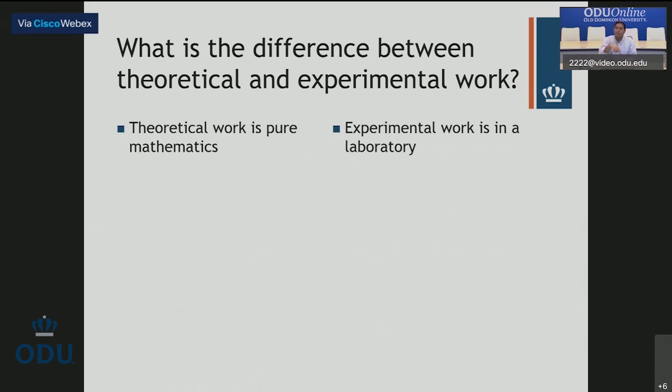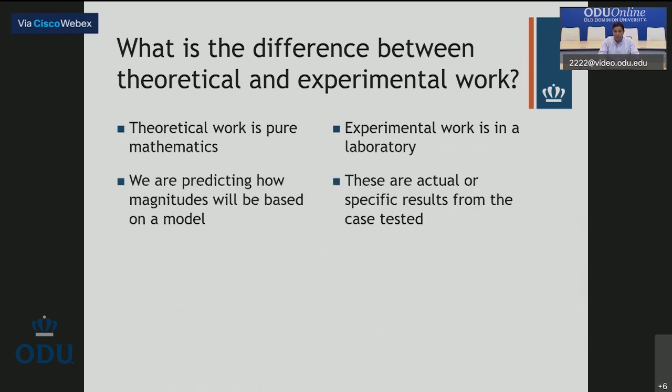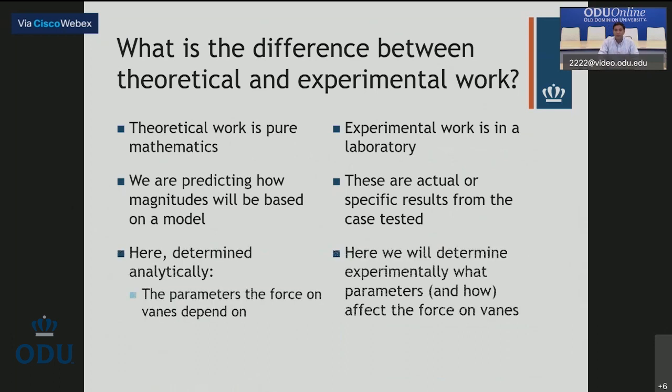But now we're going to prove it. The experimental work is in a laboratory. In theoretical work, it's pure mathematics, as you did. In the theoretical work, we predict how magnitudes will be based on a model. Those are the equations we derived. Whereas in the experimental work, we get specific results corresponding to the specific case.